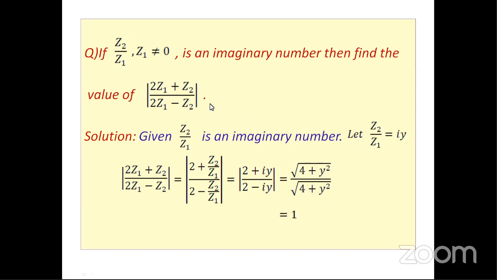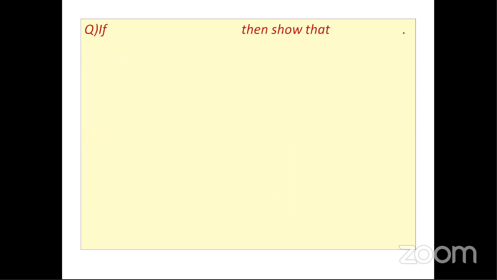Right? This is an interesting problem. The only thing is, you should get an idea that you should take z2 by z1 is equal to iy, and how to reduce this into z2 by z1 so that we can make use of this condition. We'll see one more problem.